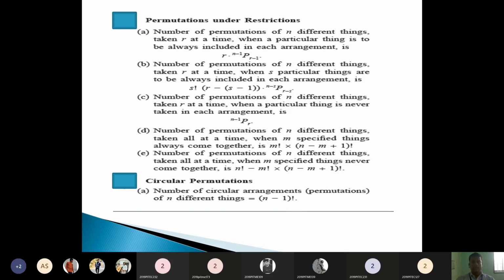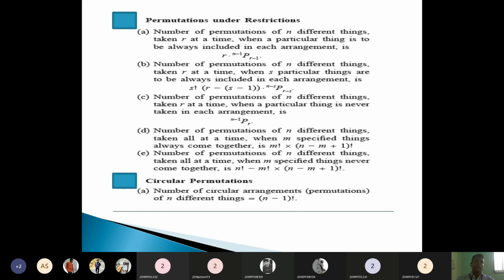Next, the number of permutations of n different things taken all at a time, when m specific things never come together. That is, without any restriction, the permutation is n factorial minus m factorial into n minus m plus 1 factorial. That is the case. And next, circular permutation of n different things, that is n minus 1 factorial.